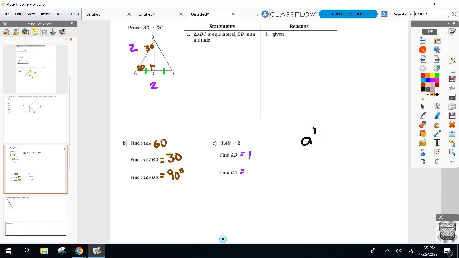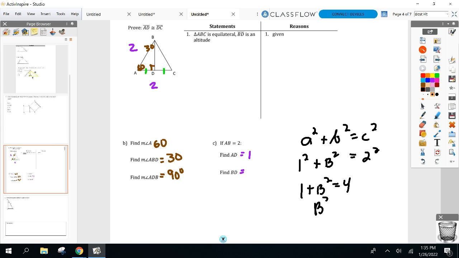You're using Pythag. What's the hypotenuse? 2. It's not you're solving for it. It's 2. One of the legs is 1, and you're solving for the other leg. So that's got to be on this side. 1 plus b squared equals 4. B squared equals 3. So b equals square root of 3 for BD. Okay, square root of 3.